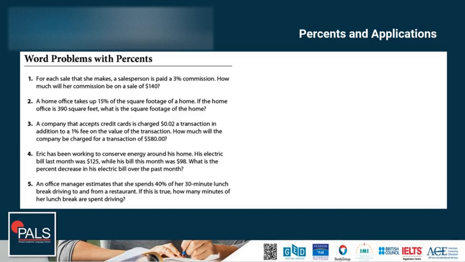Number 1, for each sale she makes, a salesperson is paid a 3% commission. How much will her commission be on a sale of $140? So let's multiply 0.03 for the percentage commission times 140, and the answer is $4.20.